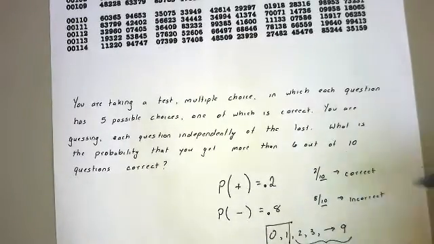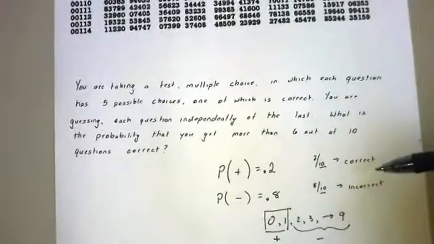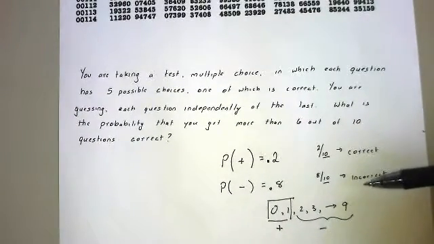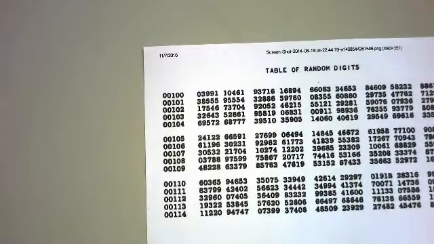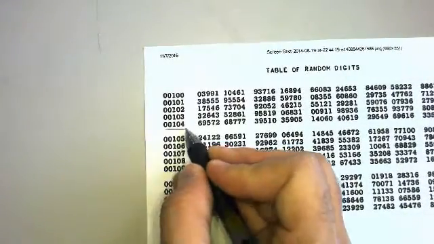Now I'm going to go up to my random number table, starting at some random line number. So I could start at line 104. I'm just going to start at the left, just to be simple, and I'm going to group my values by 10 to represent the 10 separate questions.